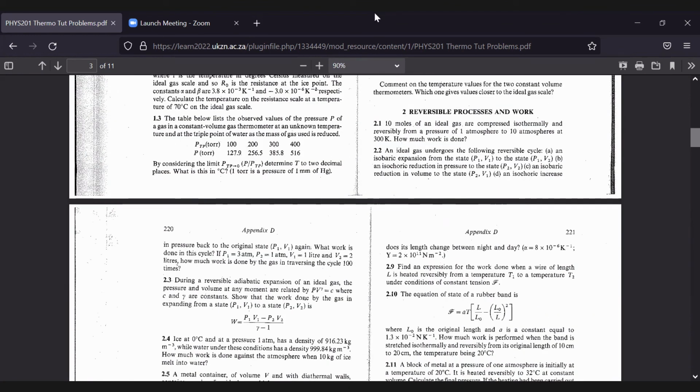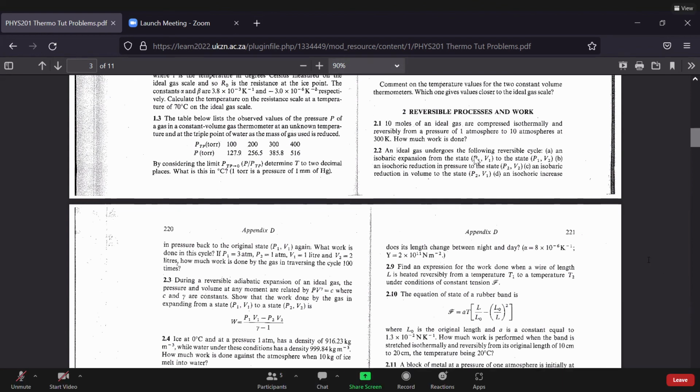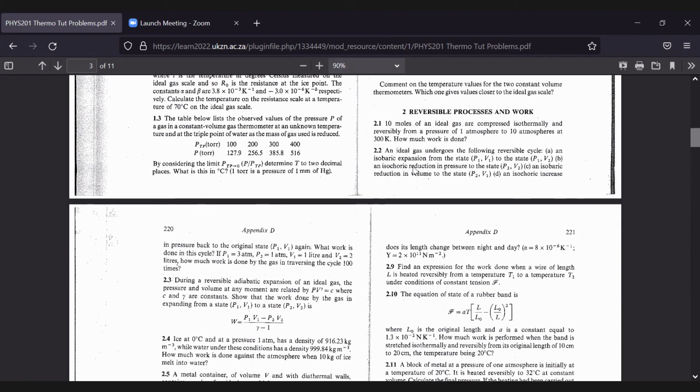Okay, so we have an ideal gas undergoes the following reversible cycle. An isobaric expansion from P1V1 to P2V2, followed by an isochoric reduction in pressure, an isobaric reduction in volume, and an isochoric increase. I wanted to confirm if PF minus PI, VF minus VI is valid.